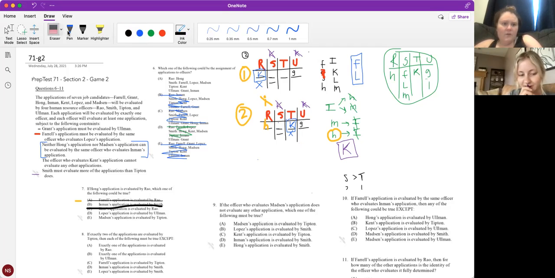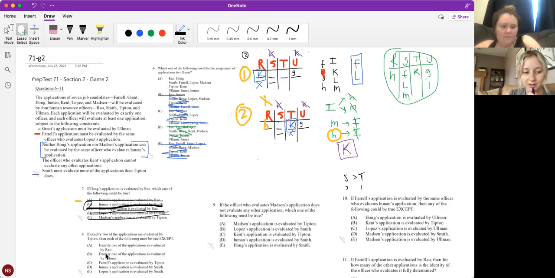All right, and then what about E? M is valued by T. No. Nope, because only K can go there in this scenario. Fabulous. So our answer is B.